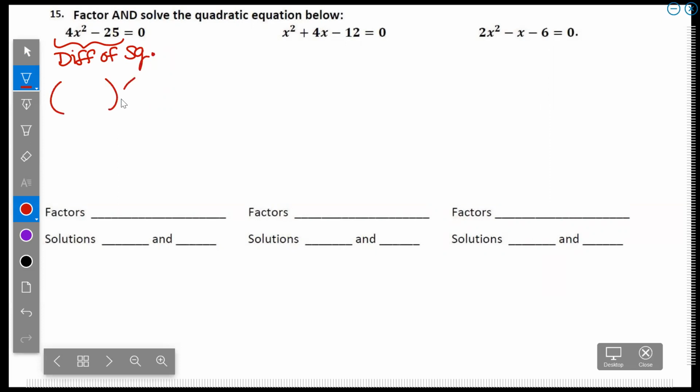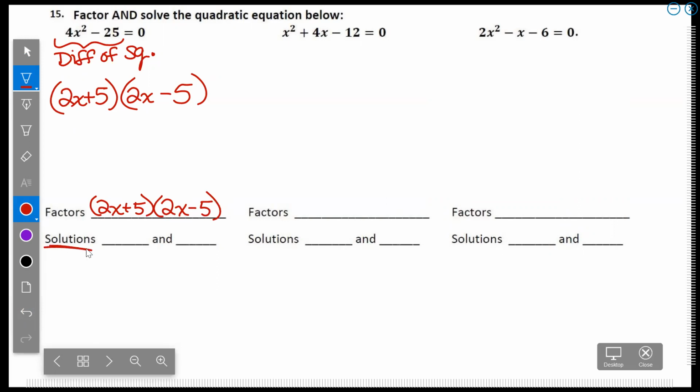What times itself gives me 4x squared? Just 2x. So each of my factors gets a 2x because we're going to multiply the factors together to get this up here. What times itself would give me 25? 5 and 5, but this is -25, not +25. One has to be plus, one has to be minus. There's my factors: 2x plus 5, 2x minus 5.